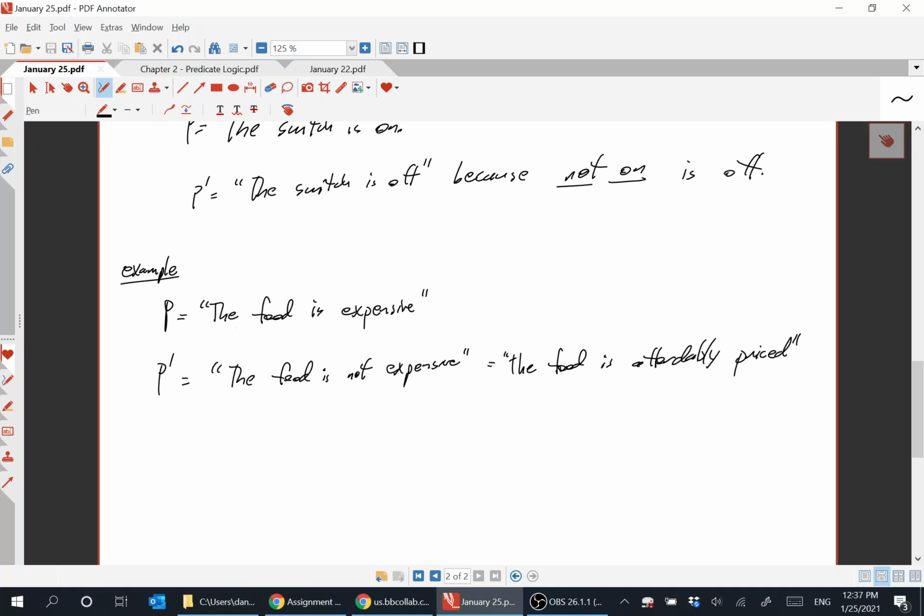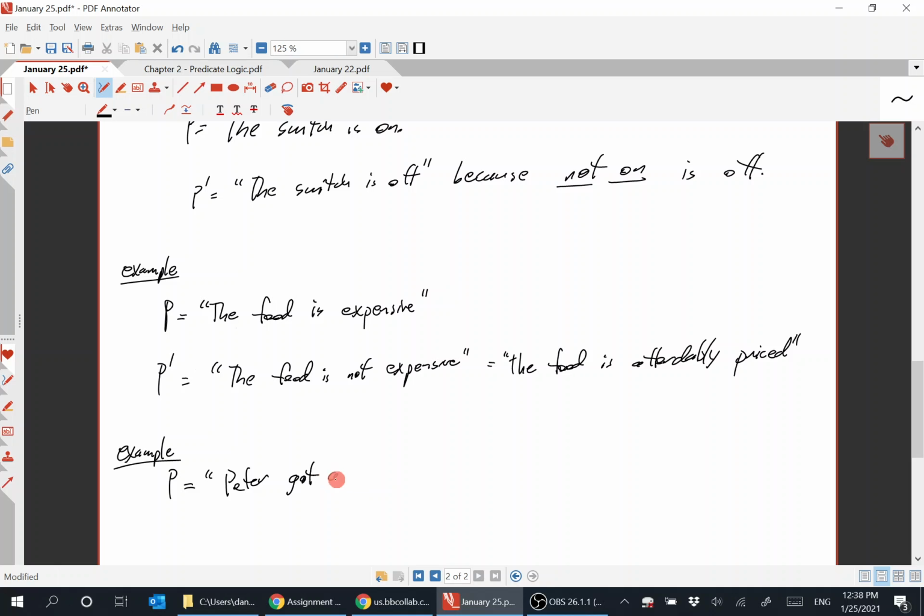There's a whole range of things. Not expensive could be affordable or cheap. But affordable sort of encapsulates it better. Or something more definite would be something like this.